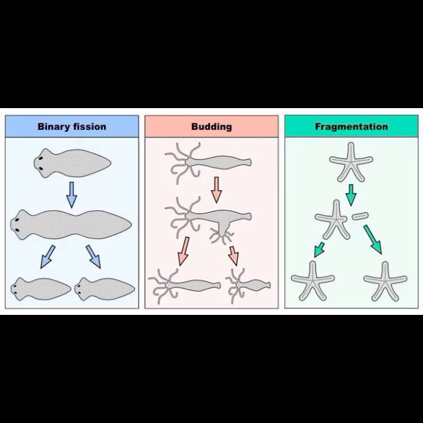Question 2. The structure where fertilization occurs in human is the A. Uterus, B. Ovary, C. Vagina, D. Fallopian tube. The answer to this is D.